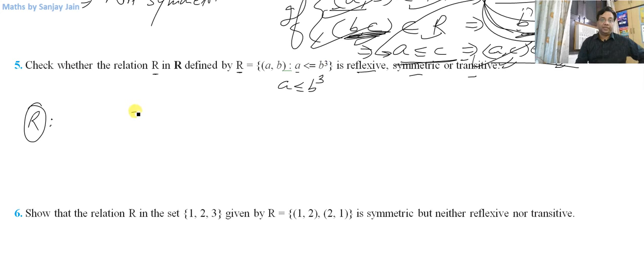So if I take any real number, 2 is less than or equal to 2 cubed, so this is true. And if I take any number greater than 2, it will also satisfy this relation R. So you will tend to say that it is reflexive.